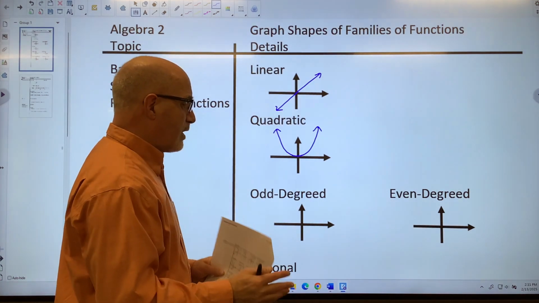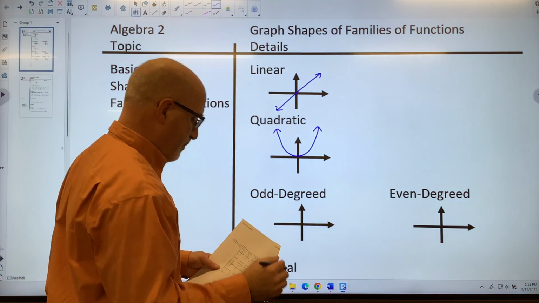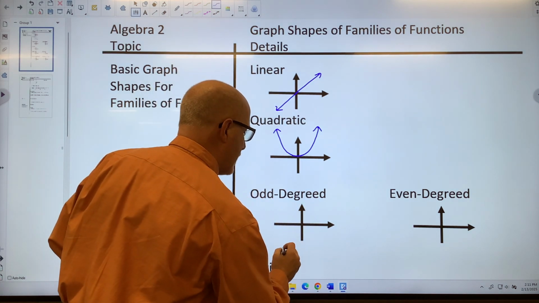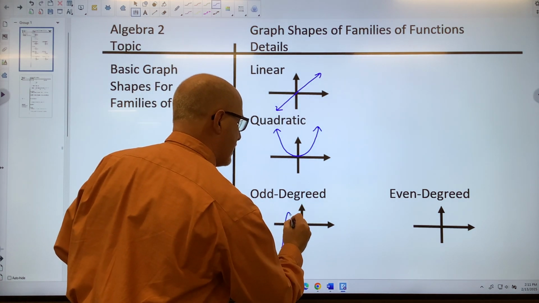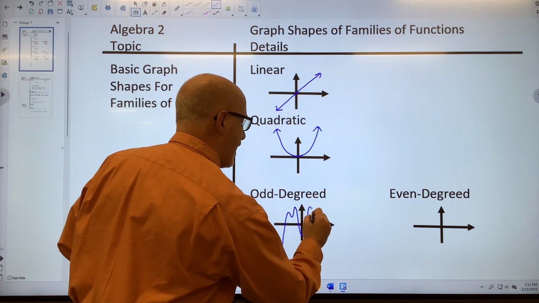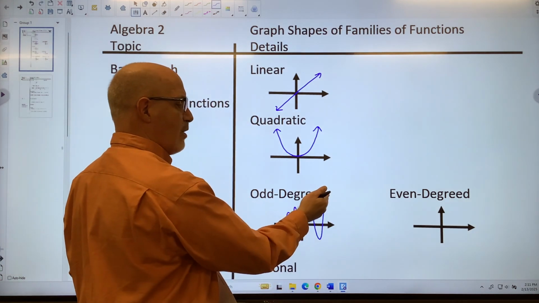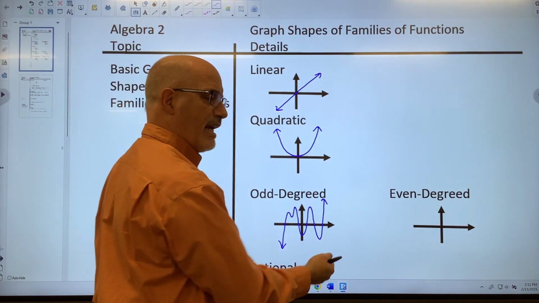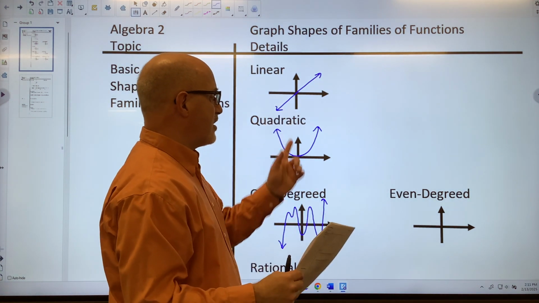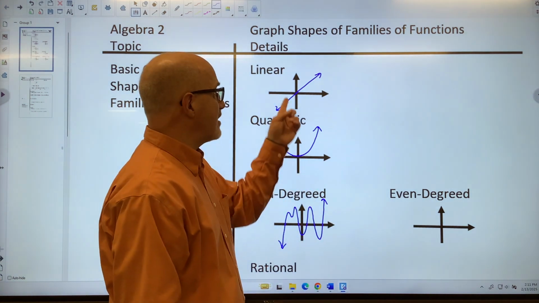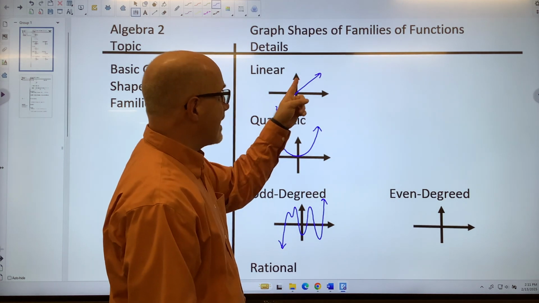An odd-degreed function would be if we had one side starting down and then the other side going up. So one side's down, one side's up, or it could start up and then go down. Notice a linear function is an odd-degreed function because it's of degree 1, with one side down, one side up.